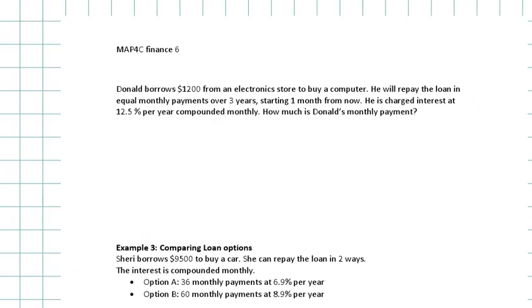So when did he borrow that $1,200? Today or in the future? Today. So that's a present value. So the present value is $1,200. Do I know the regular payment? No. What is I? I is 0.125 divided by 12. And then what is N? 3 times 12.